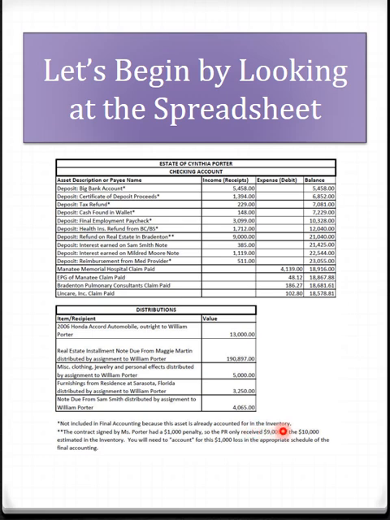Now, as it notes here in the footnotes, the contract signed by Ms. Porter had a $1,000 penalty, so the PR, meaning the personal representative, only received $9,000 of the $10,000 estimated in the inventory. So in a later schedule, we'll account for this $1,000 loss. But for now, it is not relevant to the Schedule A.